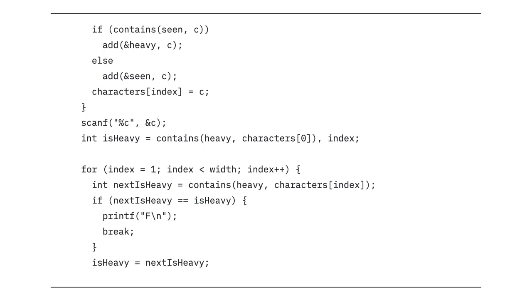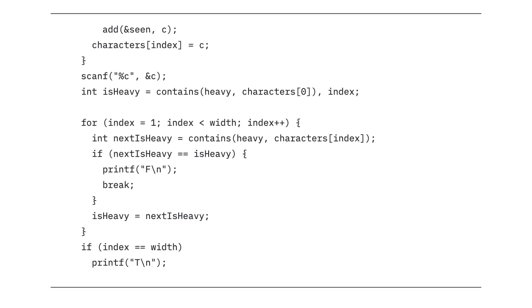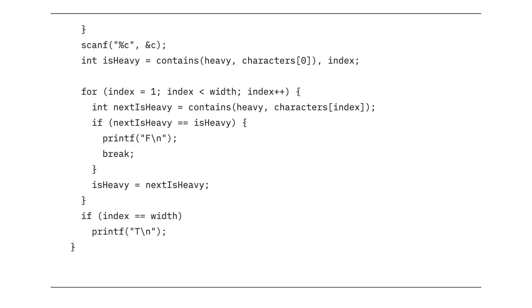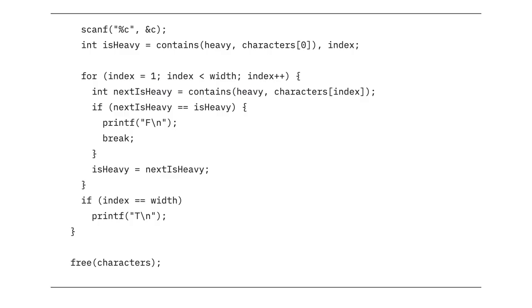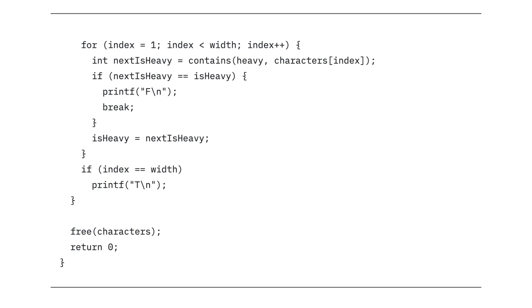If, after that, we're still in the for loop, then we update the value of isHeavy to reflect that of nextIsHeavy so that we're ready to make the same comparison with the next character. Once we're out of the for loop, if the value of index is the same as that of width, it means we did not break out of the for loop, in which case the characters must perfectly alternate between heavy and light, so we can output the result t. And that's pretty much it. Of course, it's a good habit to free the memory we allocated. And we're done.